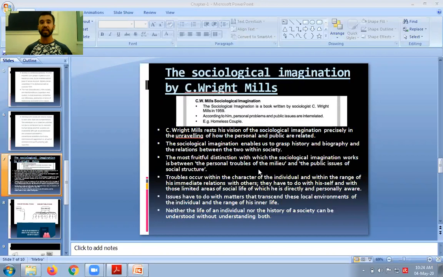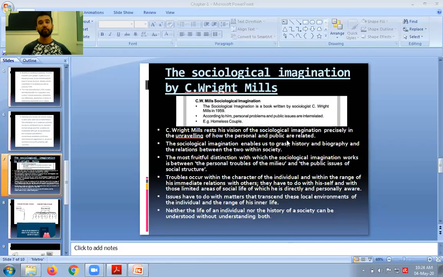We need to understand, in order to have a sociological perspective and to think in terms of sociological imagination, it's important to understand history and biography. I'm sure you are understanding. So, number one point, where he talks about the relation between personal and public issues. I've already given you the example.